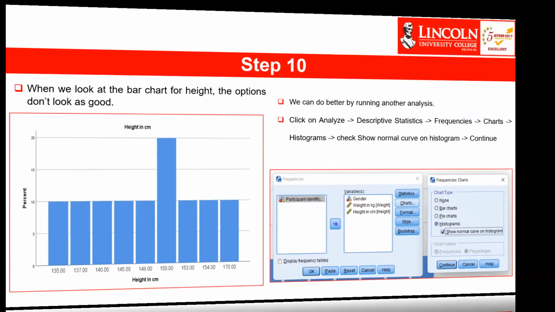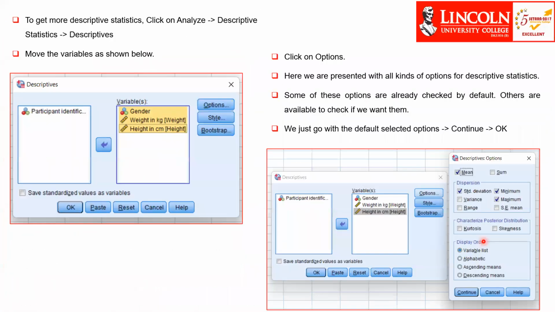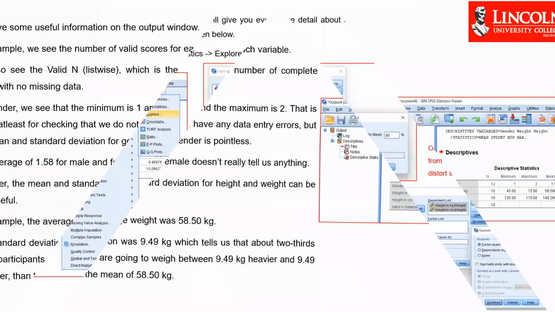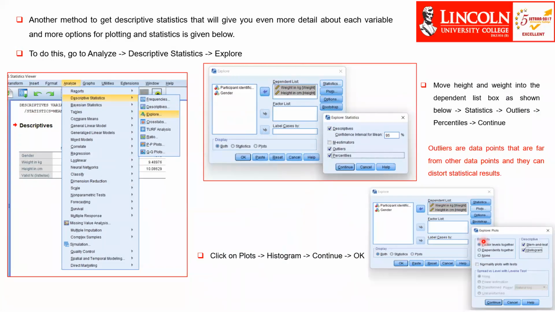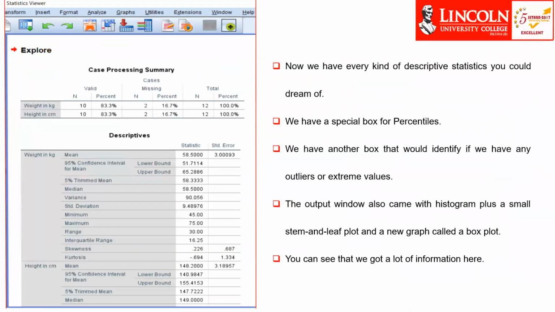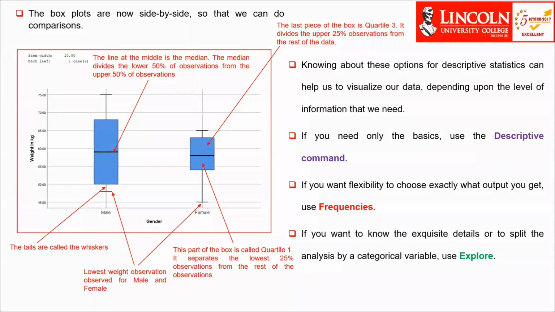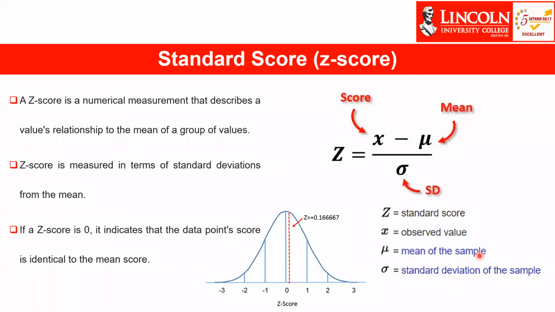Okay, so now we're still going to discuss normal distribution and how to do and how to interpret it in a later class. So anyway, if you want to know the statistical details or to split the analysis by a categorical variable, then you can use explore. Okay, so today we have seen how to compute the descriptive analysis using the descriptive command. You can also use frequencies and you can also use explore. Okay, so now let's quickly look at standard score.